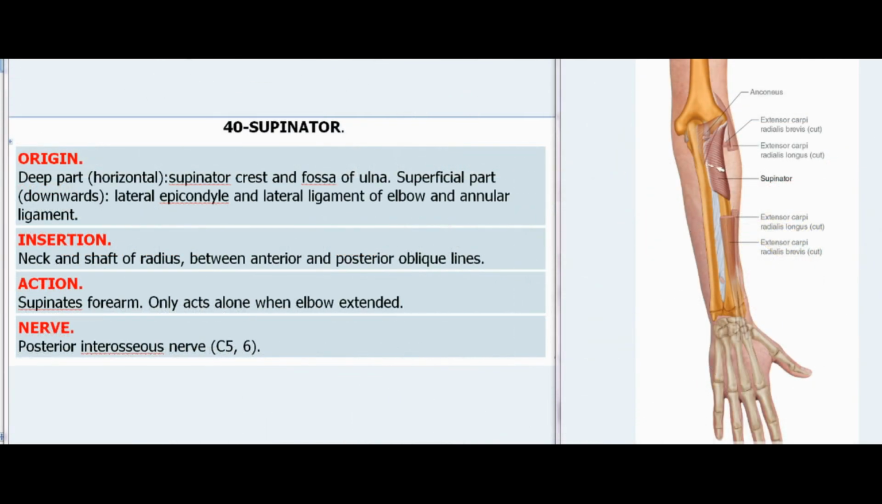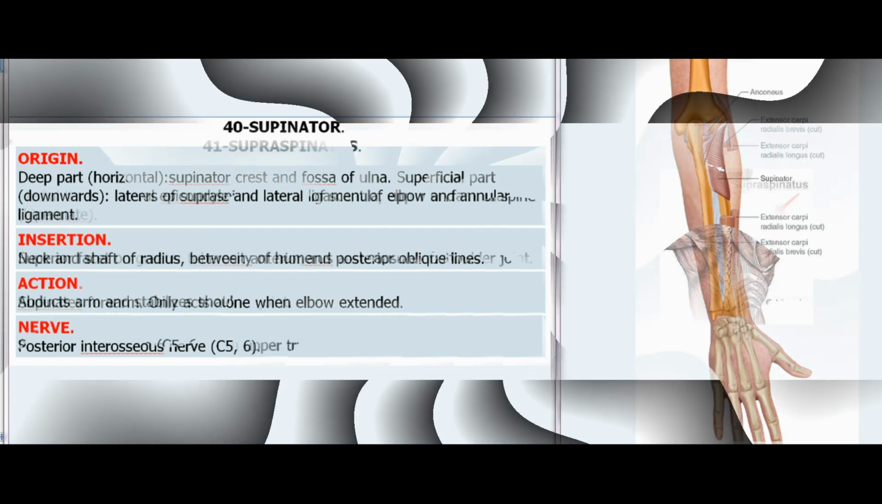40. Supinator. Origin. Deep part, horizontal supinator crest and fossa of ulna. Superficial part, downwards from lateral epicondyle, lateral ligament of elbow and annular ligament. Insertion. Neck and shaft of radius, between anterior and posterior oblique lines. Action. Supinates forearm. Only acts alone when elbow extended. Nerve. Posterior interosseous nerve, C5, 6.